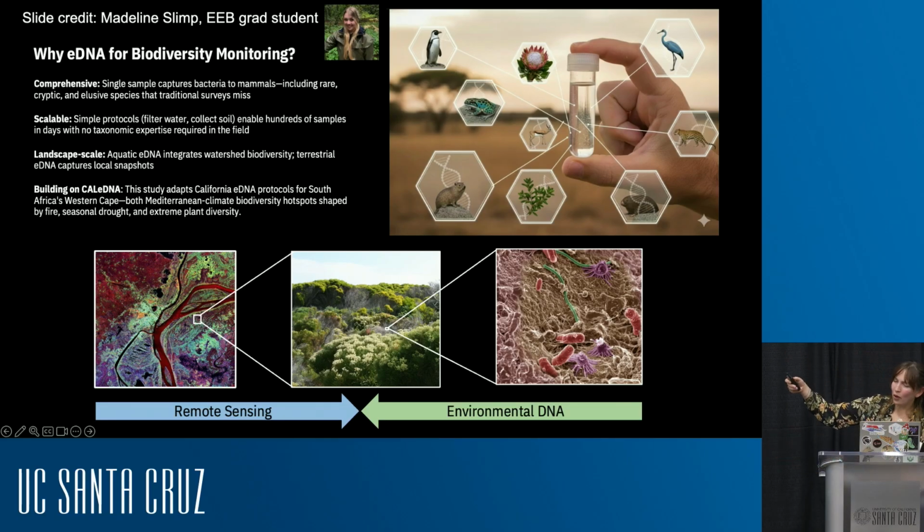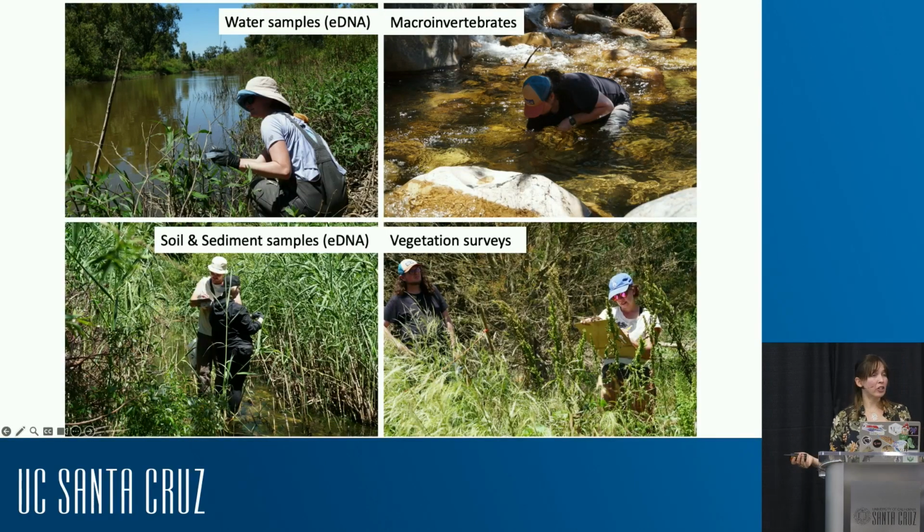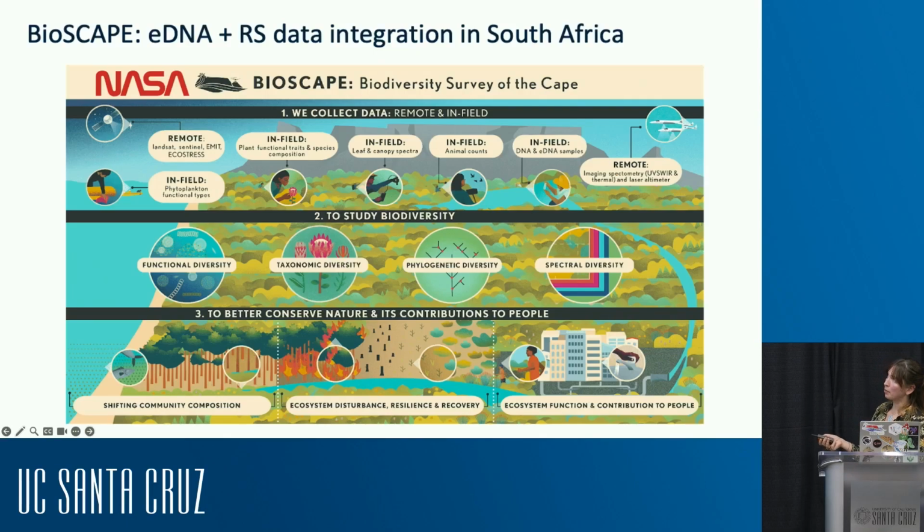So we pitched that eDNA is really great for connecting with the remote sensing data. It's going to help us understand what scales we're able to see, and we're going to look at rivers. And we're going to build on all the experience that CALeDNA has in California, because it's another Mediterranean climate, just like the Western Cape. And we're going to collect water samples, macroinvertebrates, soil and sediment, and vegetation surveys at the same time to line up with the airborne data. And so we're in there, eDNA in field, and we're coordinating with all these other projects, and it's really exciting.